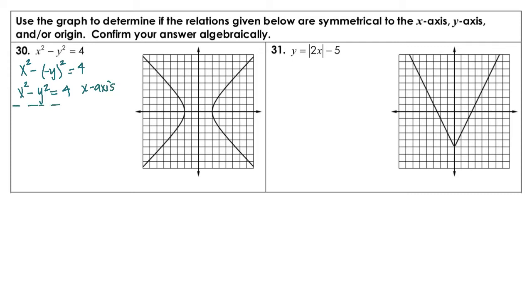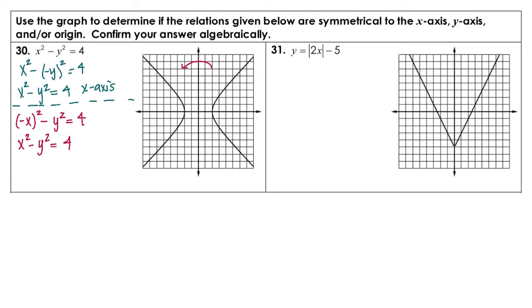But this one also looks like it might be symmetric about the y, so we need to check that. If we're symmetric about the y, that means we're flipping over this way. So now we need to sub in a negative x to check that. And yeah, you get back the original.